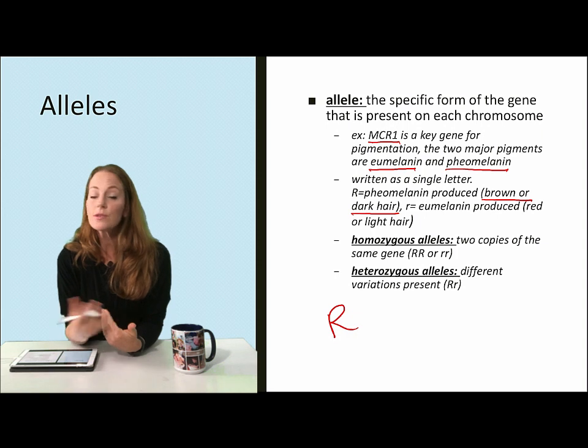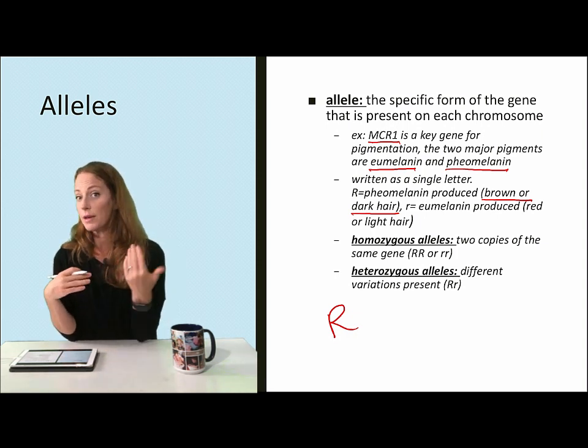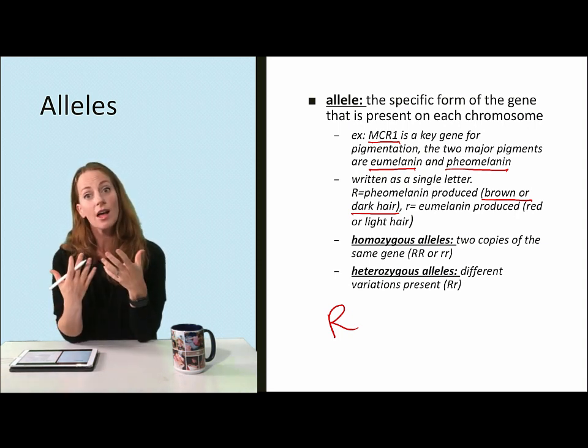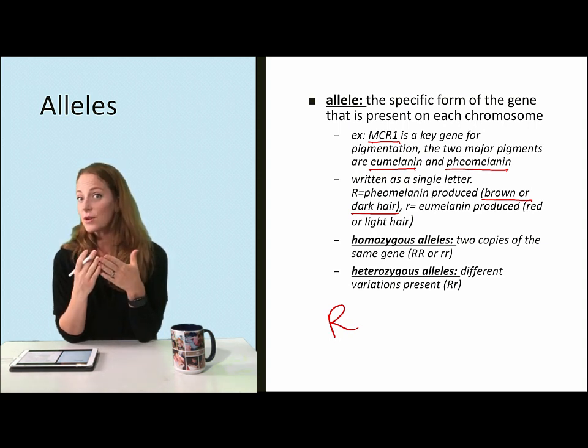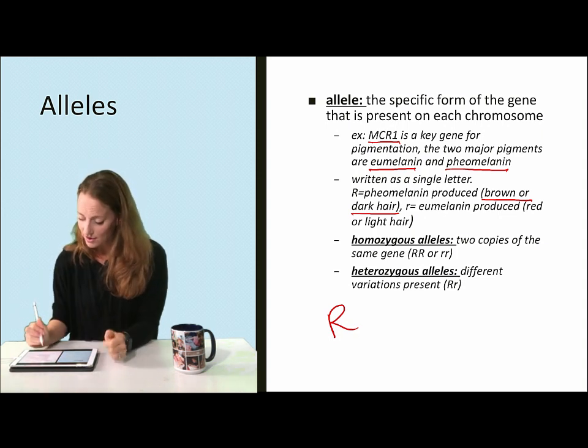And then red hair is what we call a recessive trait. It's going to be hidden in the background if the dominant trait is there. So if the dominant form is present, it covers up the gene for red hair. So that's a recessive trait. We would signify that with a small r or a lowercase r.